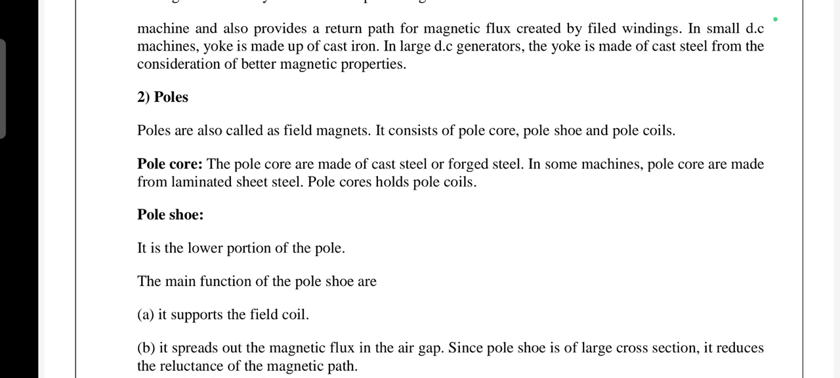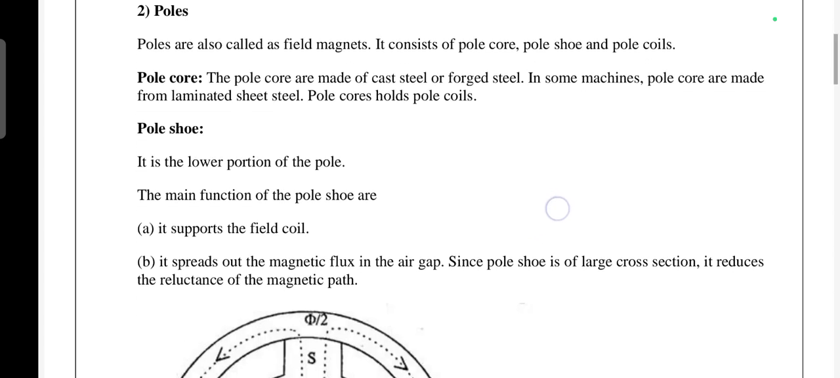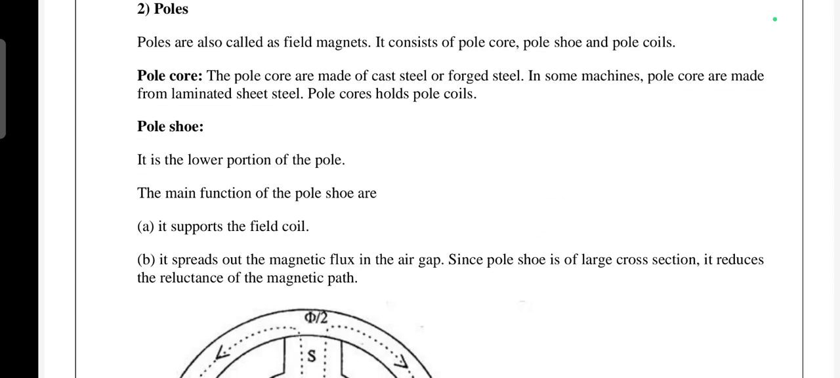It consists of pole core, pole shoe and pole coils, where the pole core is made up of cast steel or forged steel, or in some machines it is made up of laminated sheet. The pole core holds the pole coils. Then the pole shoe is the lower portion of the pole. The main function of the pole shoe is to support the field coil and spread out the magnetic flux in the air gap.